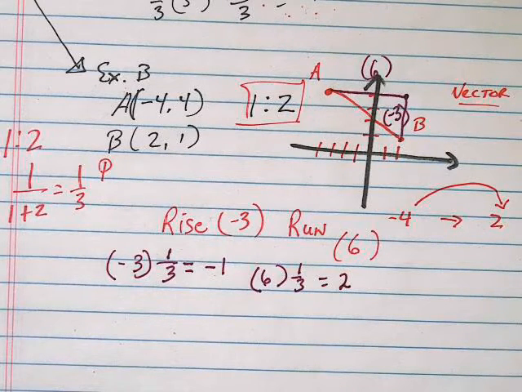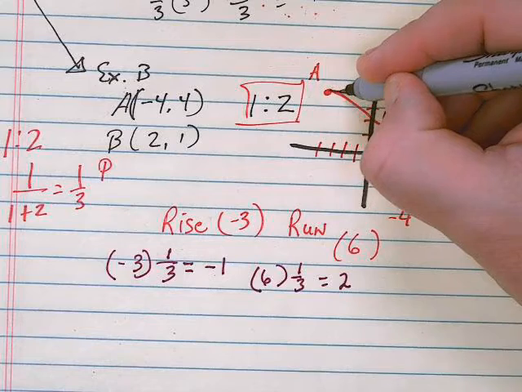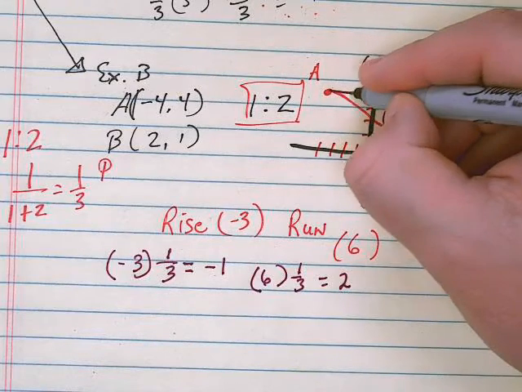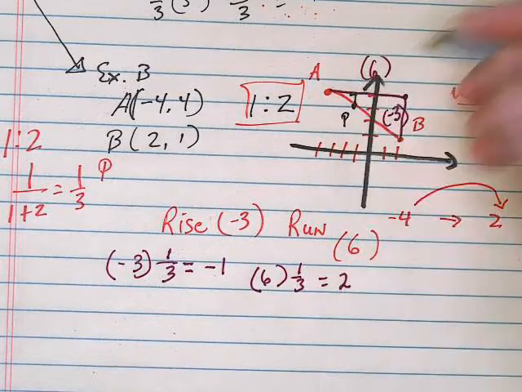Okay, so what does that mean? Is that a coordinate? 2, negative 1? No, that's not a coordinate. That's how much we're moving. Remember, it's like a vector. We start at A and we go 2 units, and we go down 1 unit. And there we find P.